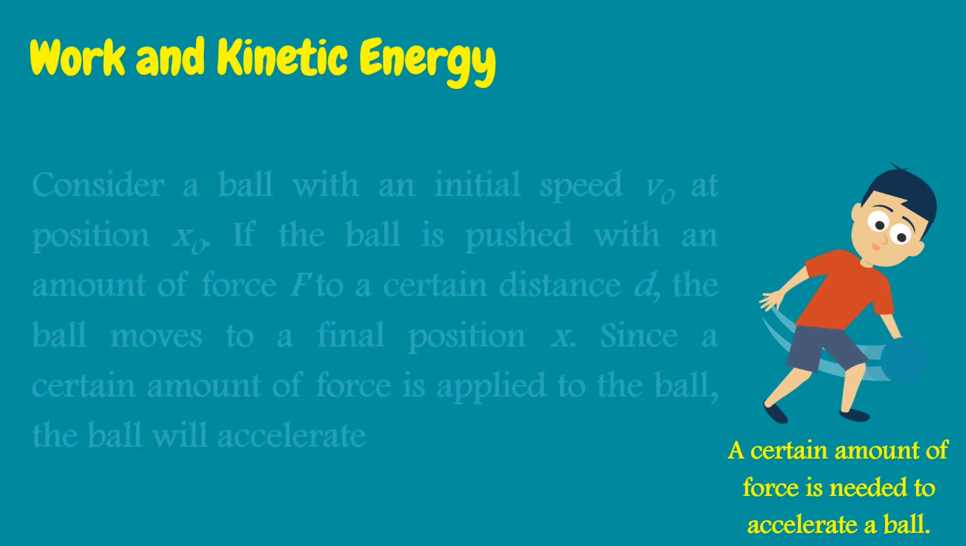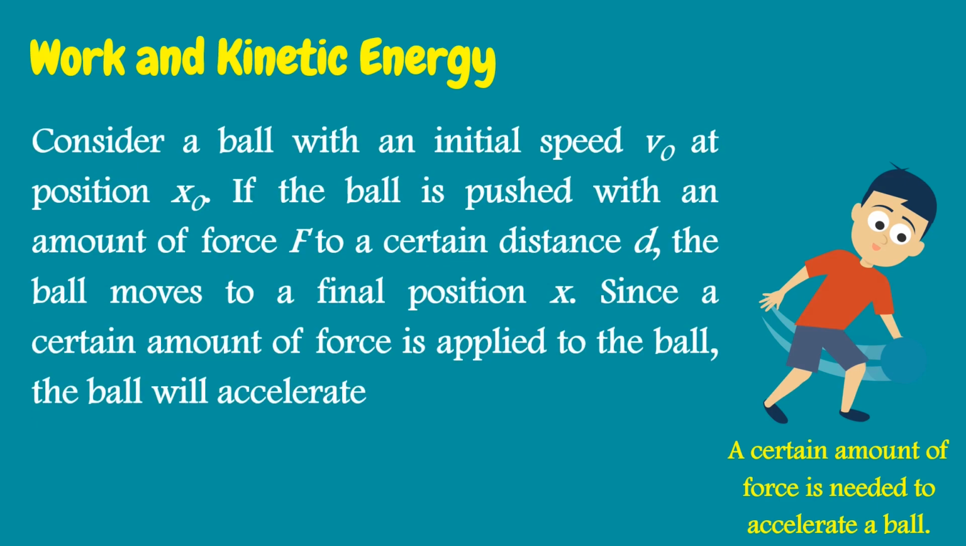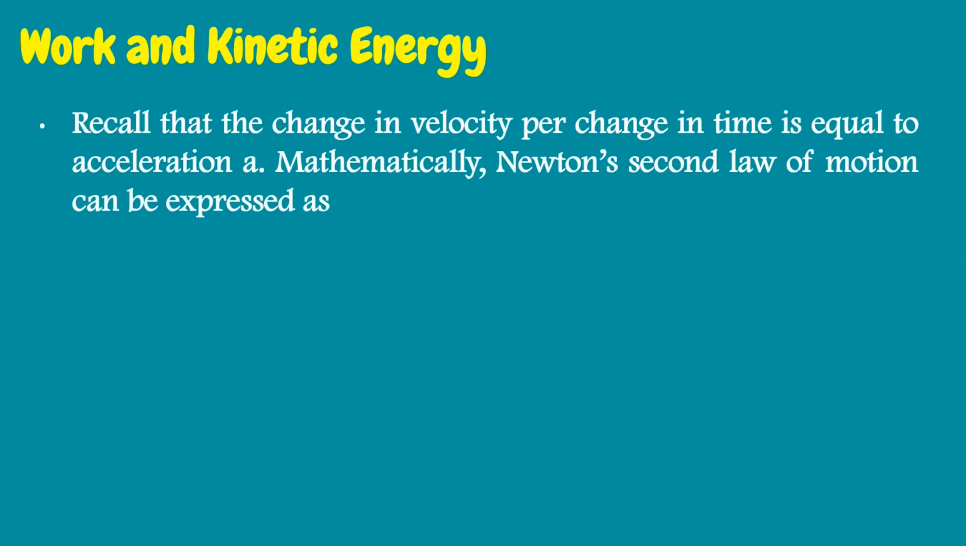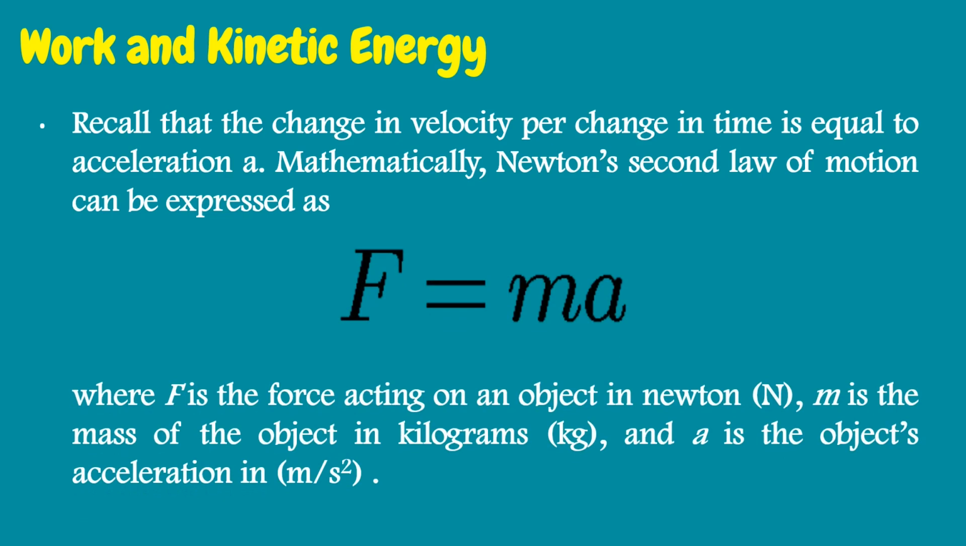Work and kinetic energy. Consider a ball with an initial speed at position x. If the ball is pushed with an amount of force to a certain distance, the ball moves to a final position. Since a certain amount of force is applied, the ball will accelerate. Recall that the change in velocity per change in time is equal to acceleration. Mathematically, Newton's second law of motion can be expressed as F = ma, where F is the force acting on an object in Newtons, m is the mass of the object in kilograms, and a is the object's acceleration in meters per second squared.